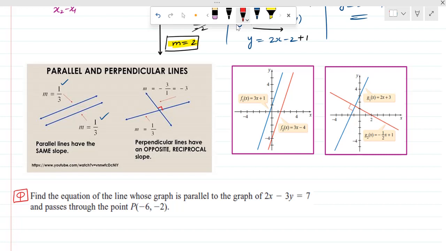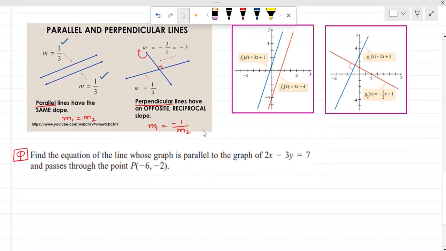So if this is the equation, what should be the slope of this line? It is minus 1. So the slope for parallel lines is m1 equals m2. But for perpendicular lines, we have m1 equals minus 1 over m2. So this is the relationship between parallel and perpendicular lines. This is a parallel line and this is going to be a perpendicular line.